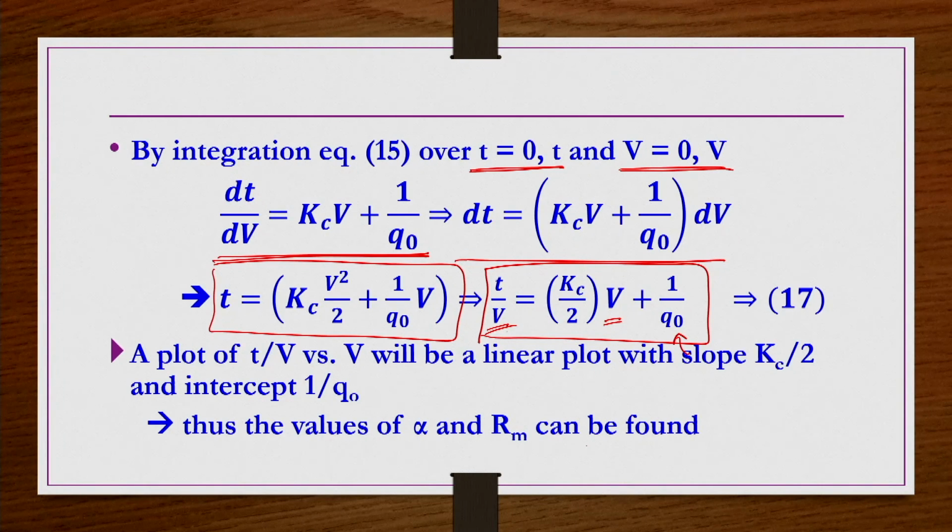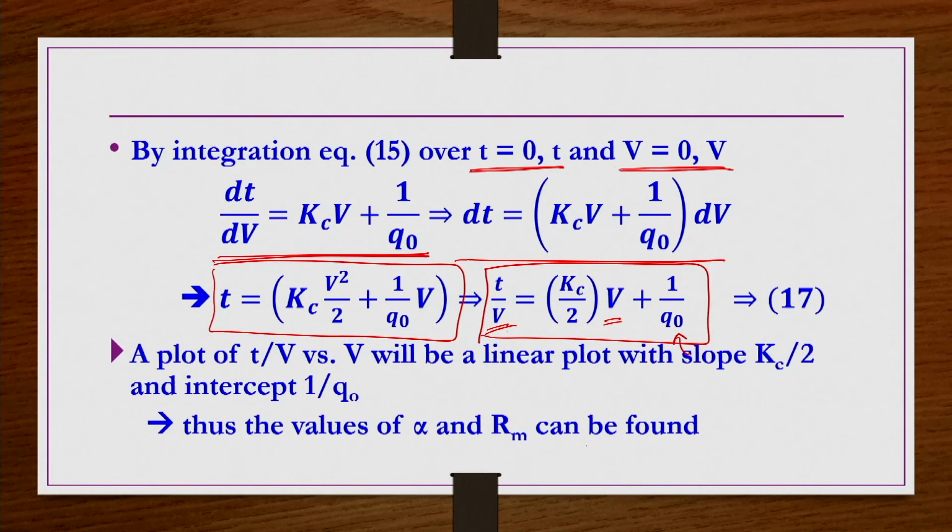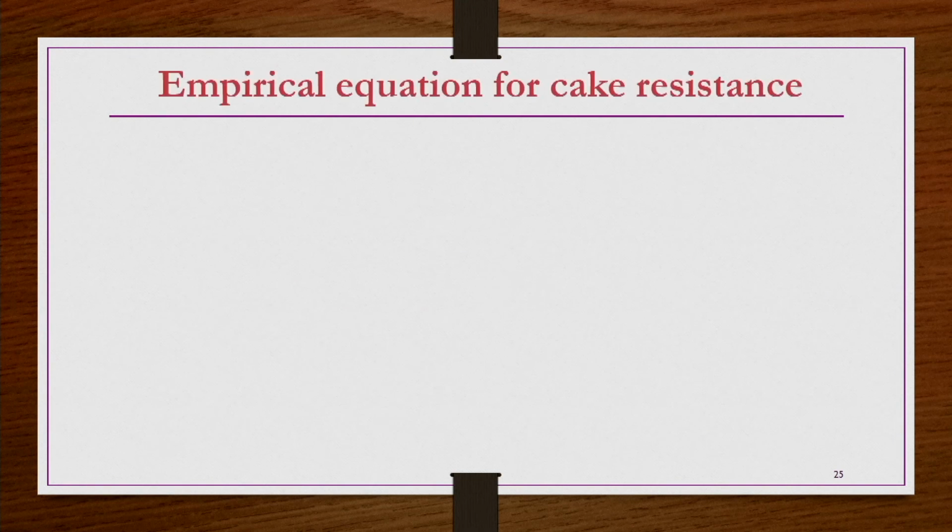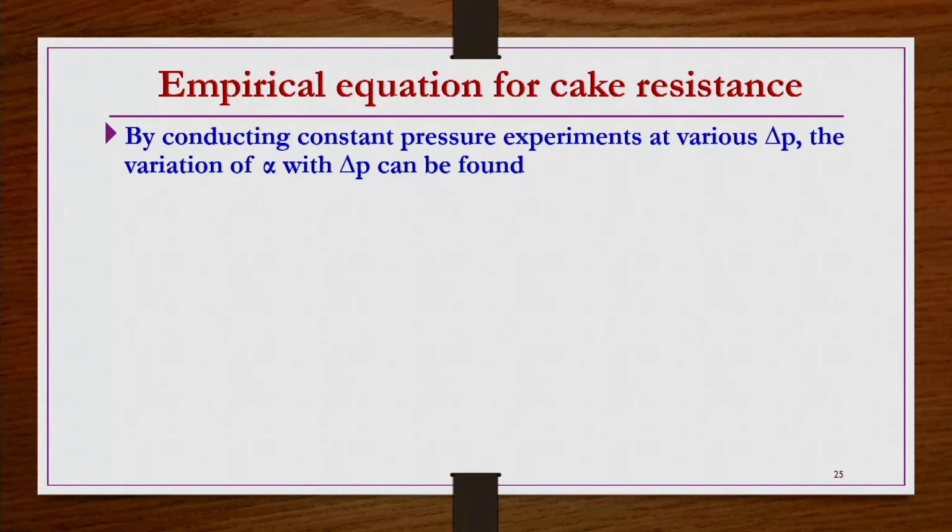So this is how, at constant pressure, whatever experiment you do, you collect a volume of filtrate with respect to time, and that information you can use to calculate the specific cake resistance and the filter medium resistance like this. Now, the empirical equation for cake resistance: by conducting constant pressure experiments at various delta P, the variation of alpha with delta P can be found.